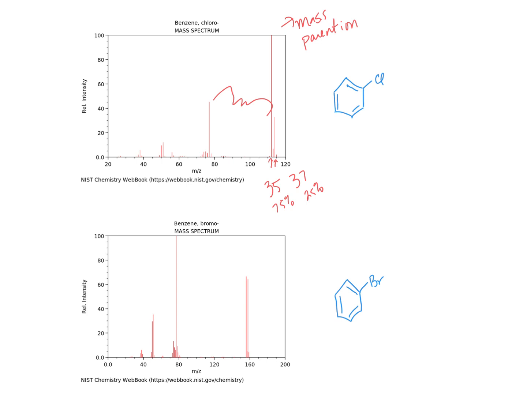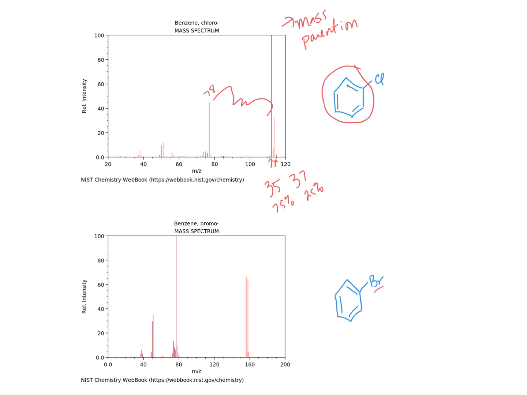The other thing that I notice here is that I've got a peak right around 78. Well, 78 happens to be the mass of that benzene. So those are things that we can look at from this and go, I recognize that. Those are the patterns that I want you to be able to see.